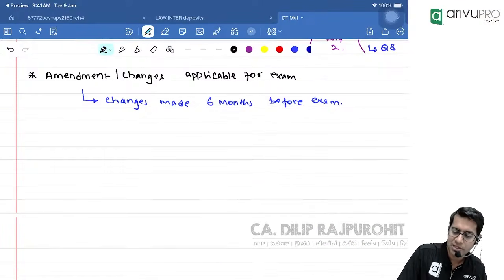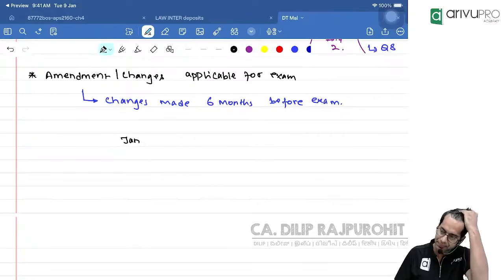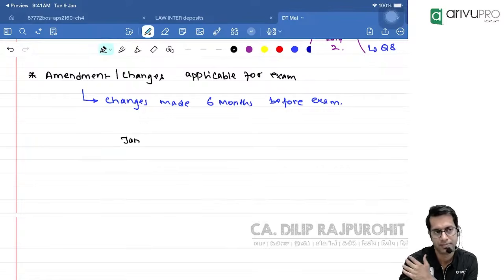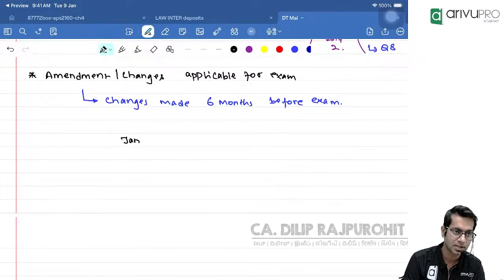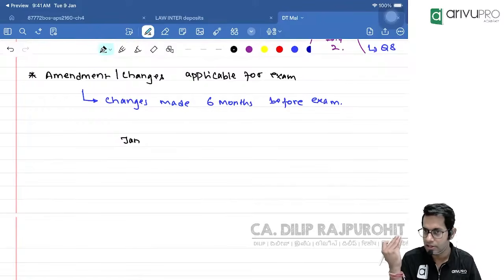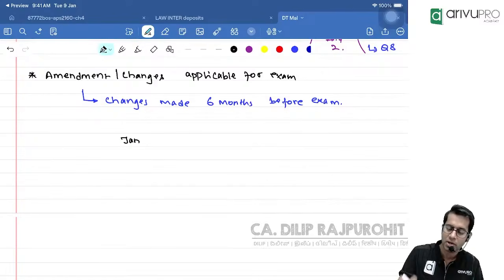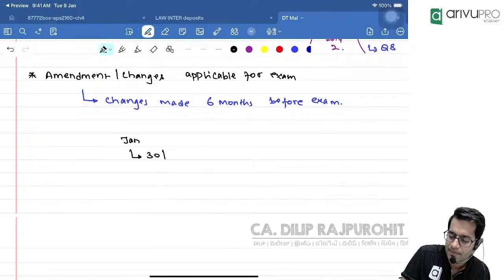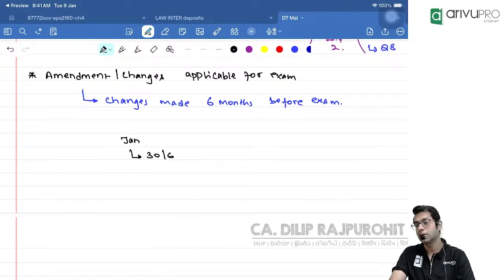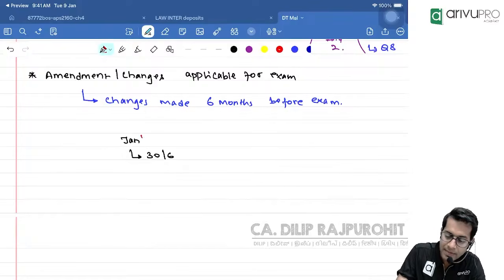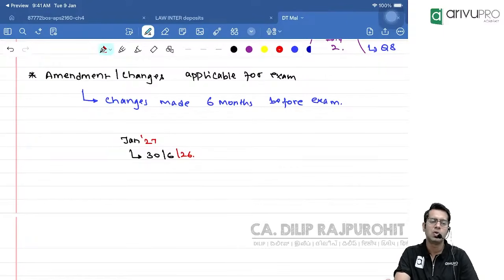Now, let us say I am a person who is writing in January. Tell me what is the cutoff date for me. You should calculate. Ignore the month of exam, then go back 6 months. Ignore January. Now go back 6 months: December, November, October, September, August, July. So what is the date coming to? 30th June. So whatever changes are made till 30th June will be applicable to me. For example, if I am writing my examination in January 27, all the changes made till 30th June 26 will be applicable to me for my exam.